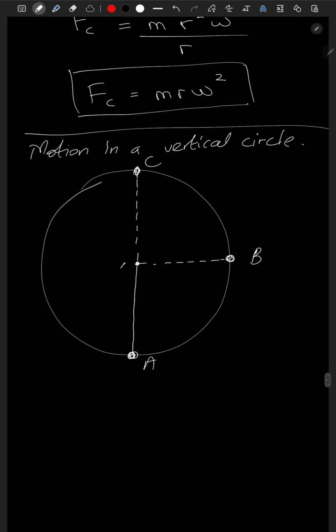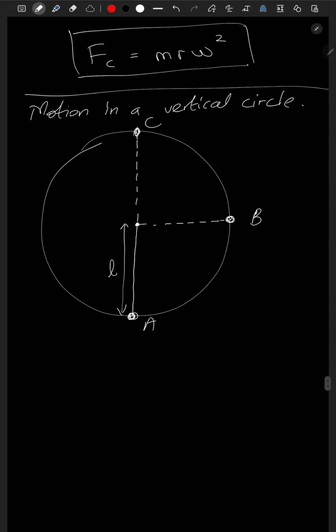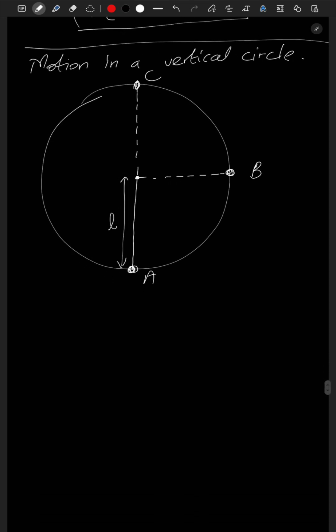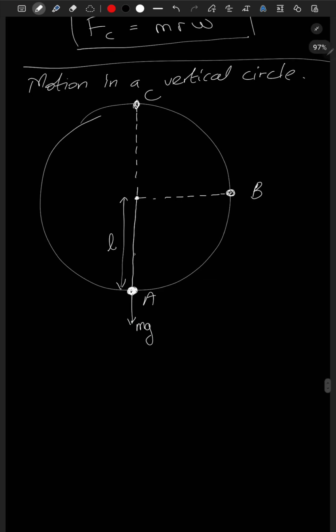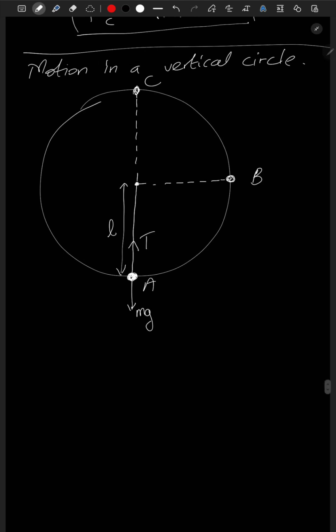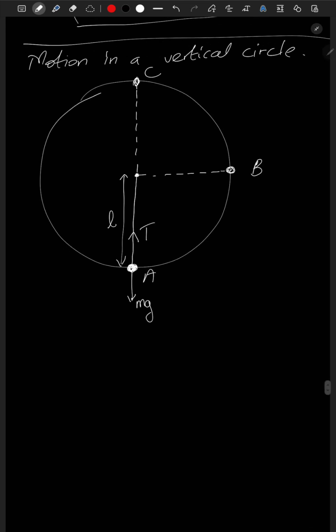Let's suppose that the string has a length L, and we swirl the mass around in a vertical circle. So at position A now, we know that at this position we have the weight, which is given by mg, and the tension is upward, T. The tension is providing the centripetal force.